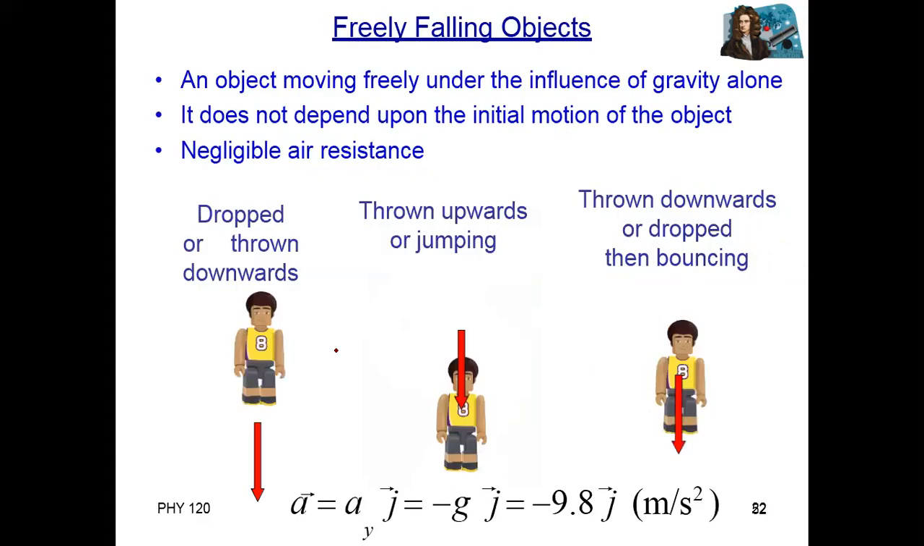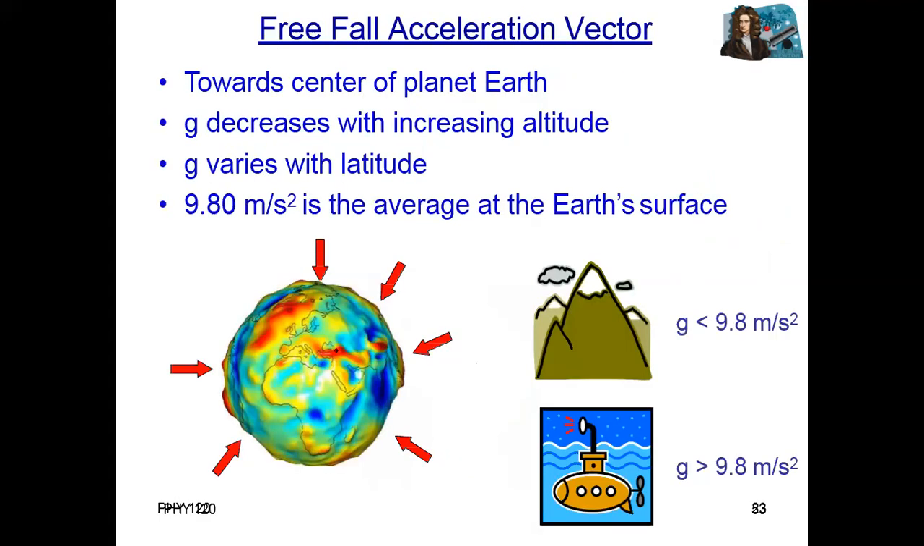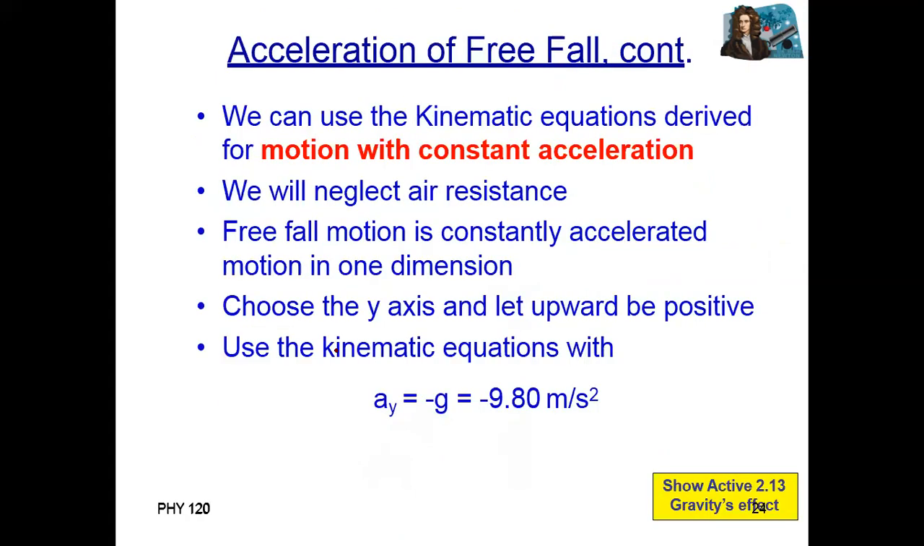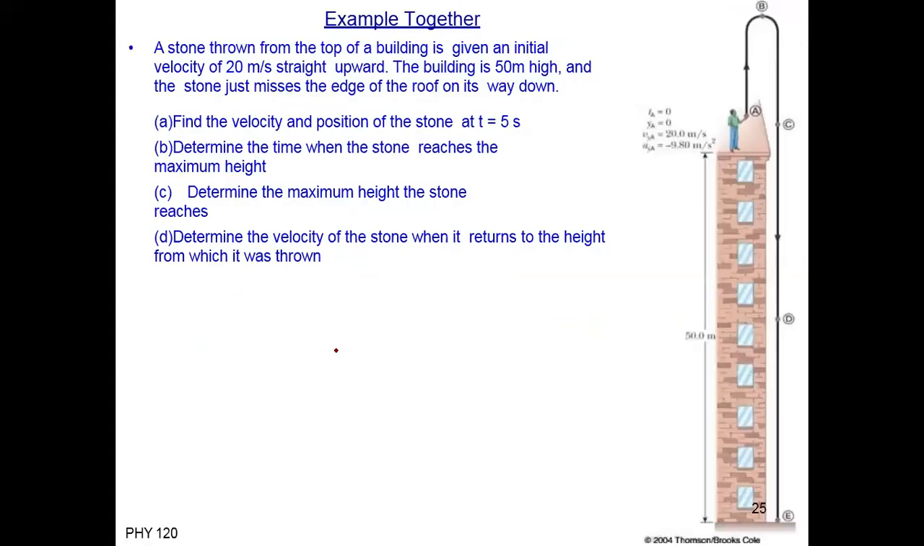Correct? For free falling, we will use a is equal to minus 9.8. So this is the free fall acceleration value. It depends upon position, so it changes, but mostly at the surface of the Earth the average value is 9.8. So we will solve some examples like free fall.